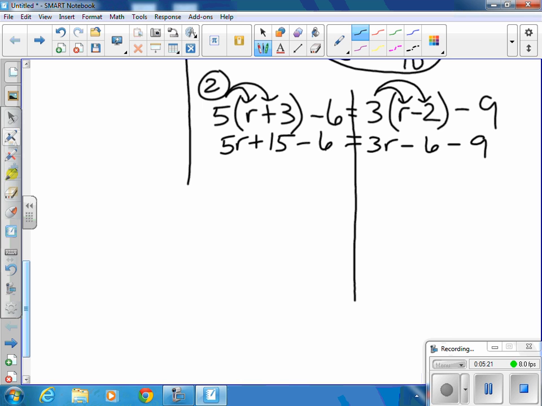Now you'll notice on both sides that you've got some combining that you can do. Right? On the left side, we can put positive 15 and minus 6 together and make only one number out of it.